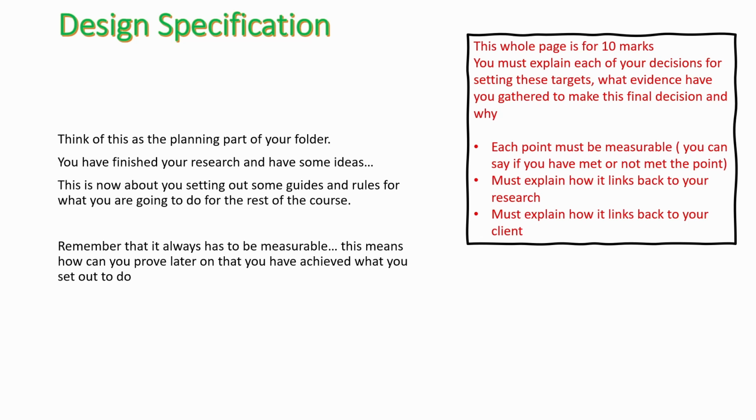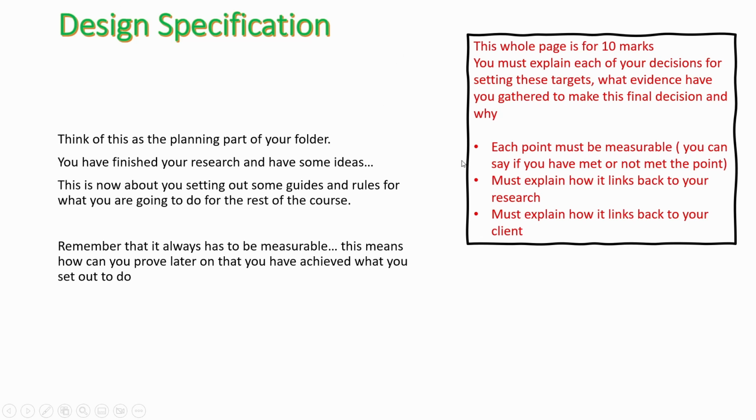Okay. It's got to be measurable. What I mean by that is, what you can't just say is, I'm going to make something that looks nice, or I'm going to make something that's comfortable, or that I like. You need to set yourself targets where you can actually say, have I met this point? Yes or no. And if you have, great. How did you meet it? If you haven't, no. Why not?